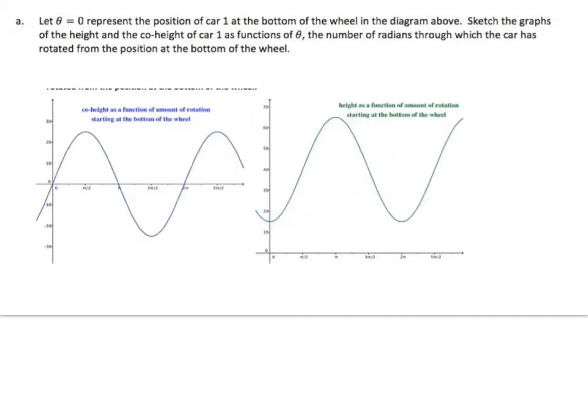So part A, let theta equals 0 represent the position of car 1 at the bottom of the wheel in the diagram above. Well, on the diagram of the previous slide. Sketch the graphs of the height and co-height of car 1 as functions of theta, the number of radians through which the car has rotated from the position at the bottom of the wheel. Our co-height, again, doesn't change.